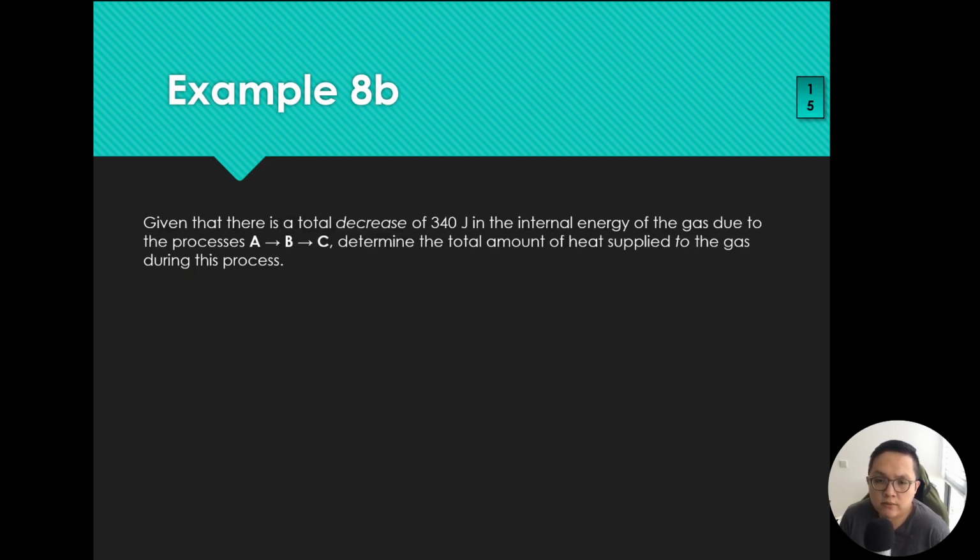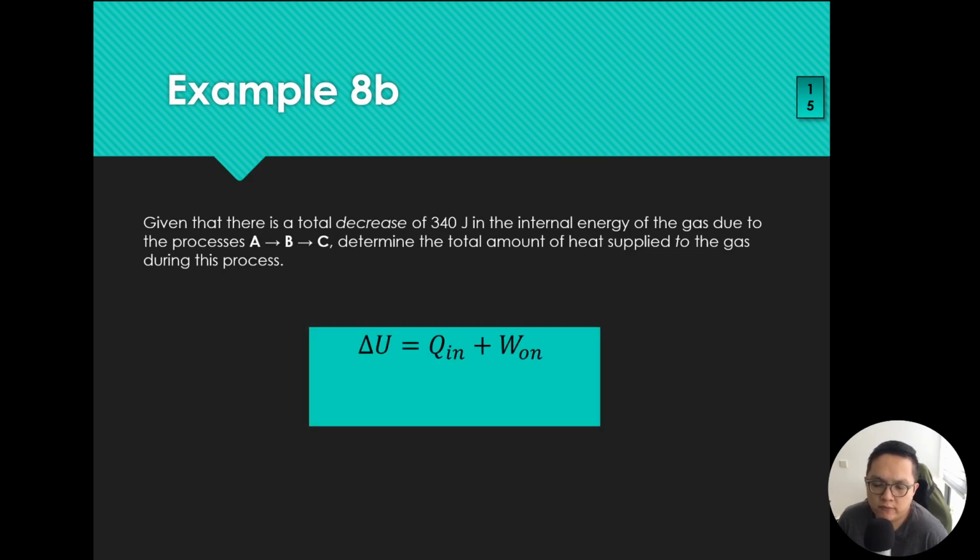Next, you are told that there's a total increase of 340 joules in the internal energy of the gas due to the processes A, B, and C. Determine the total amount of heat supplied to the gas during this process. We look at this first law equation again. This tells us that to change internal energy, I can either supply or take away heat, do work on the gas, or let the gas do work. So I sub in the values. The change in internal energy is 340 joules, so this is 340. Q in is what I want to find. W on is 220 joules. So we just do the calculation.